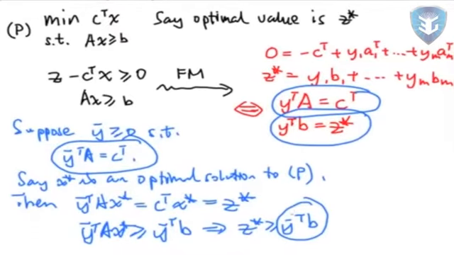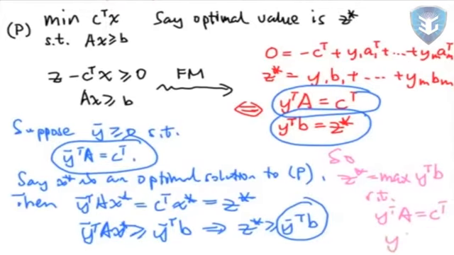So what this is saying is, if we take any Y satisfying this equation, Y transpose A equal to C transpose, and Y greater than or equal to 0, then if you multiply that with b, so if you take Y transpose b, it can never exceed Z star. But we know that there is one that gives me exactly Z star. What we can say in conclusion is, Z star is the maximum value of Y transpose b, where Y has to satisfy Y transpose A equals C transpose, and Y greater than or equal to 0.